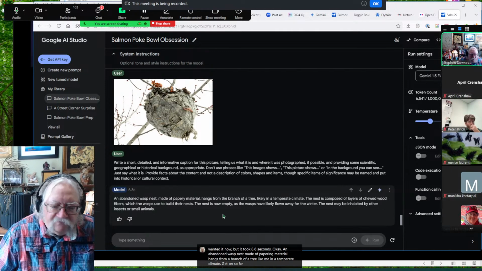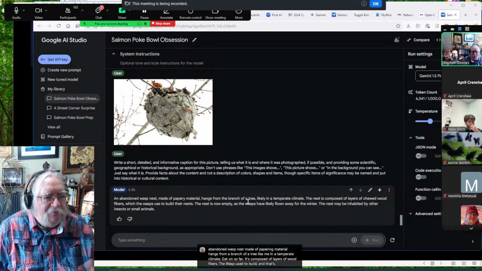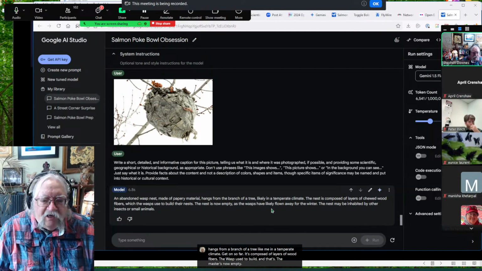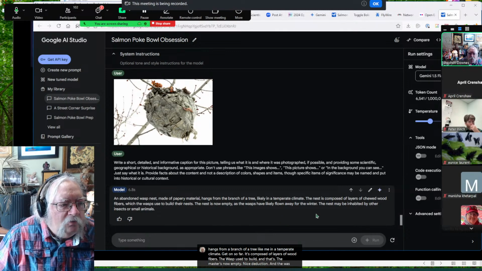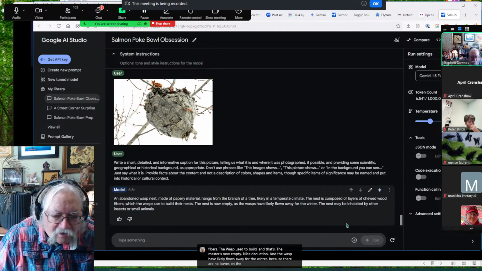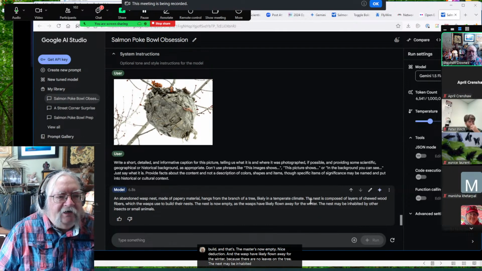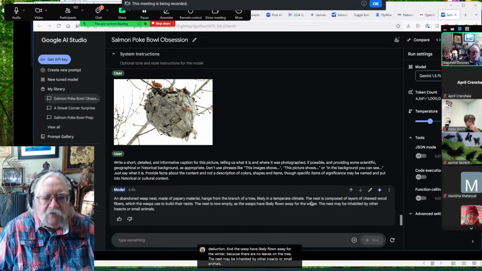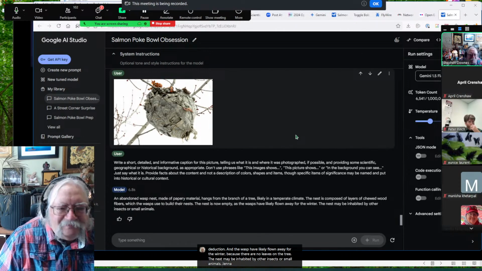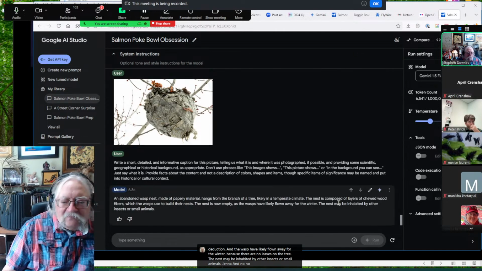It's composed of layers of chewed wood fibers, which the wasps use to build the nest. The nest is now empty. Nice deduction. And the wasps have likely flown away for the winter because there are no leaves on the tree. The nest may be inhabited by other insects or small animals. Dead on. And no international incidents.